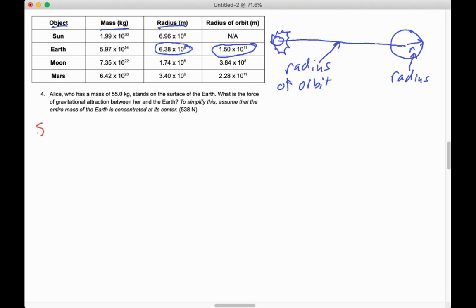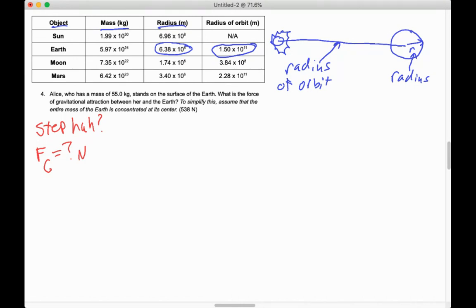So step one, what are we looking for? What we want is the force of gravitational attraction between her and the Earth. So what we're really looking for is F sub g, question mark, and what units will it have? Newtons. So F sub capital G, that should be a big G. It needs to be a big G.